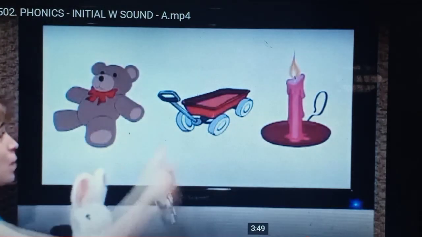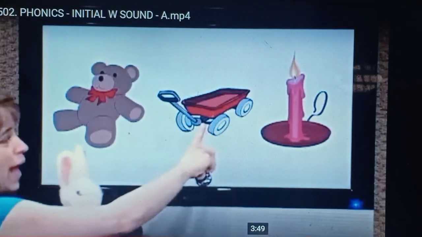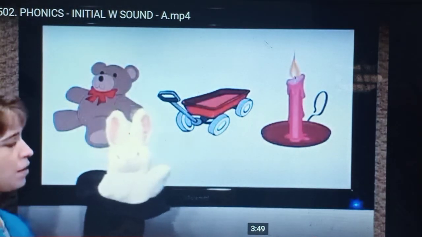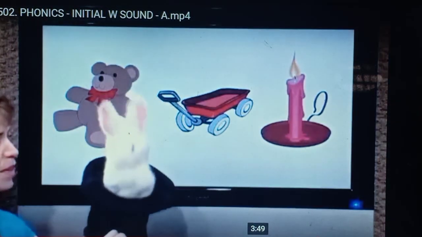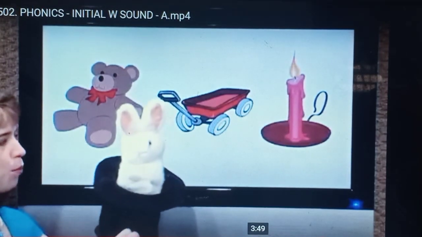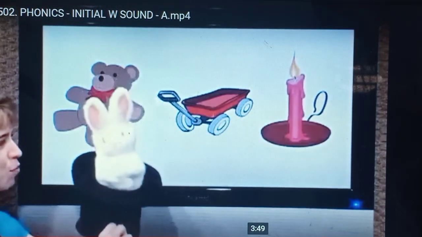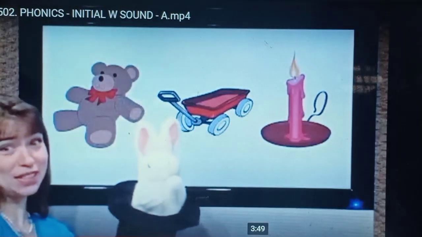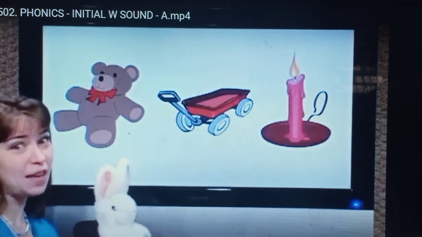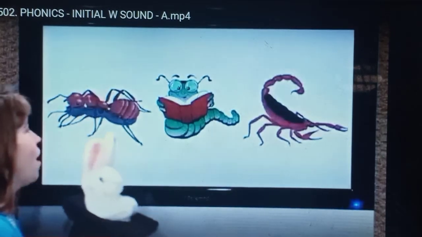Let's try another one. Wagon, candle, bear. Bear, no. That starts with the B sound. Wagon. I hear it at the beginning of wagon. Do you hear it too? Alright, so wagon starts with the W sound.